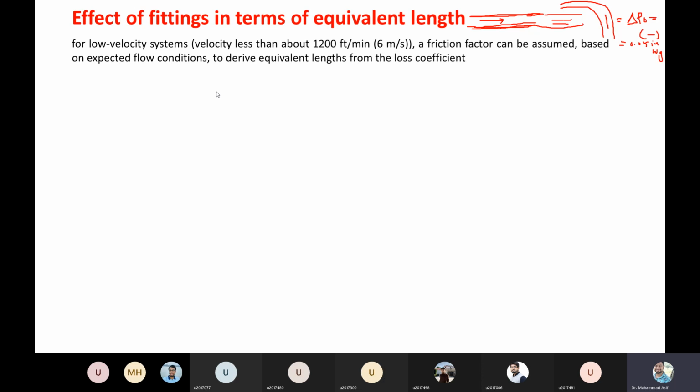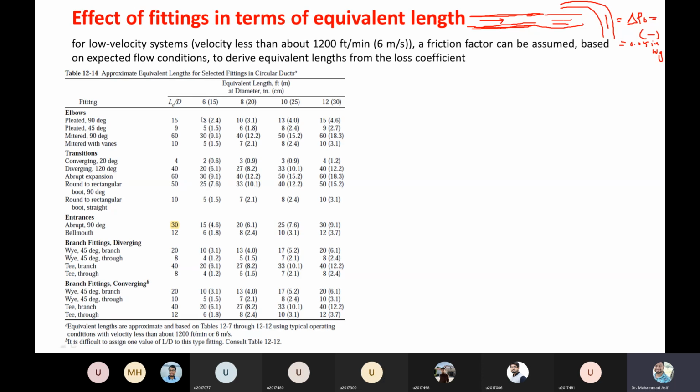That equivalent length can be calculated with the help of the table provided by ASHRAE. As you can see, it depends upon the type of fitting. The elbow has an equivalent length compared to the straight duct, and there are different fittings. For example, for the elbow there are different variations: it can be 90-degree, 45-degree, mitered, or mitered with vanes, which I showed you in the previous slide.